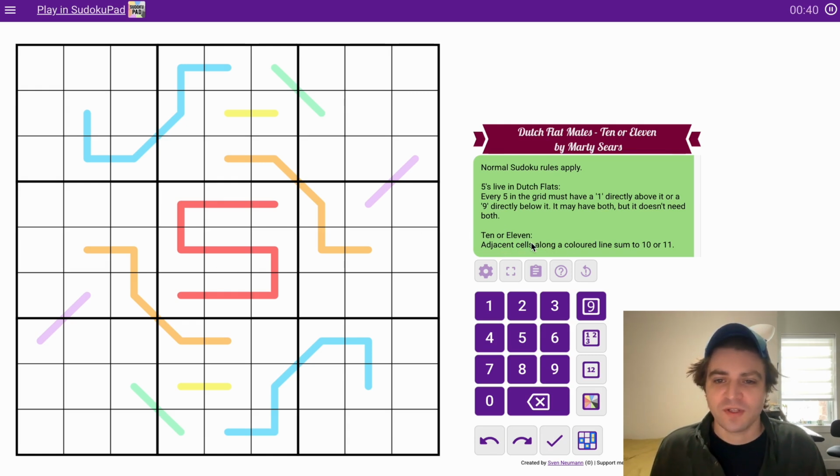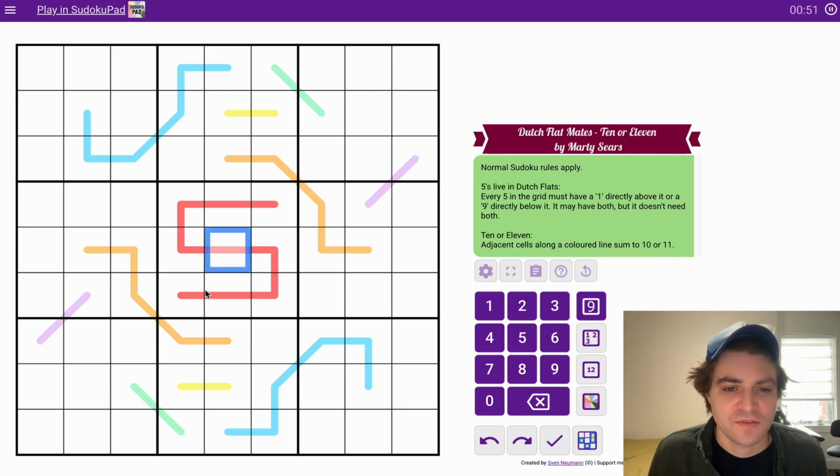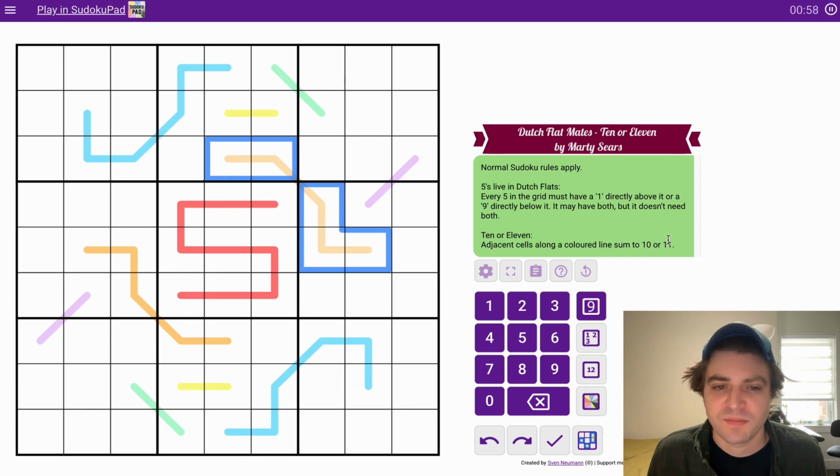So there's a 10 or 11 rule, which is that adjacent cells along colored lines sum to 10 or 11. Okay, that's interesting. I've never played a rule like this before. Let's look at the puzzle now. So these are our lines. I guess adjacent numbers along the lines are going to sum to 10 or 11. They must sum to 10 or 11.